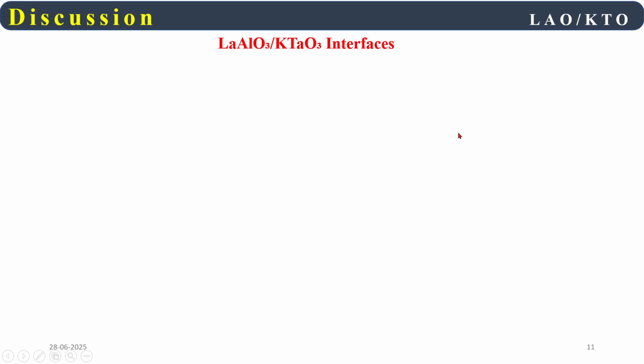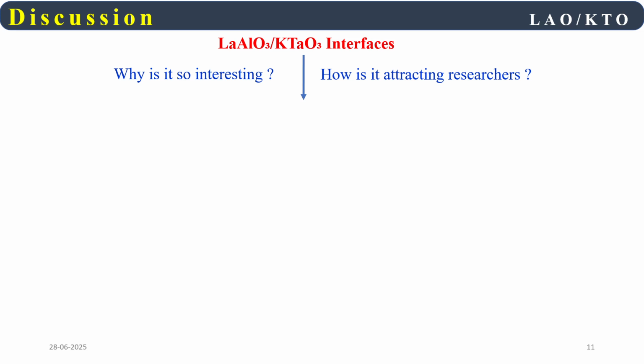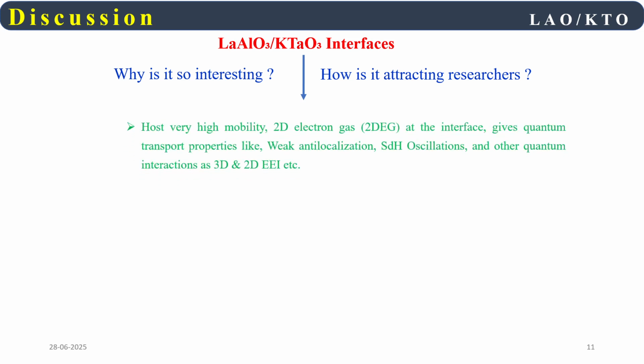So the discussion of these materials' interfaces, and why the authors are interested in these materials. These materials have very high mobility at the surface and a 2D electron gas at the interface, and also give the SdH oscillations, weak antilocalization signatures, and many other quantum interference effects like 2D electron-electron and 3D electron-electron interactions, and various kinds of electron-phonon interactions at low temperature.